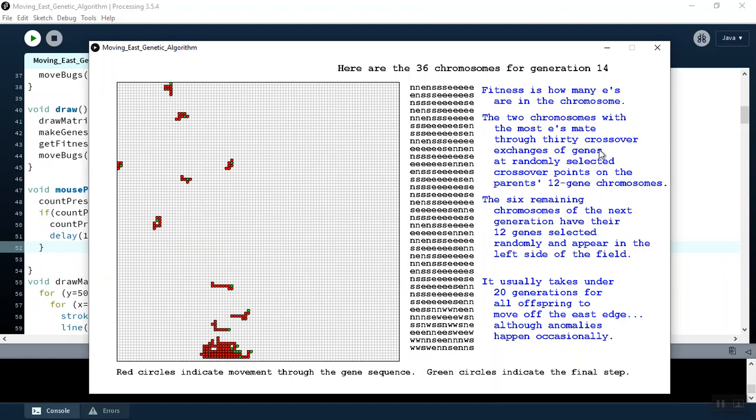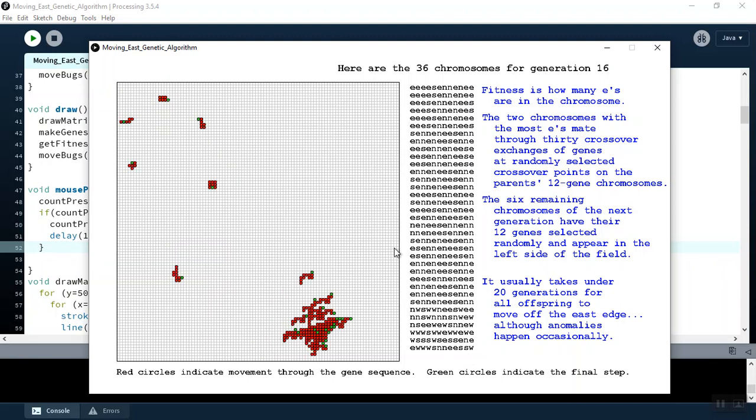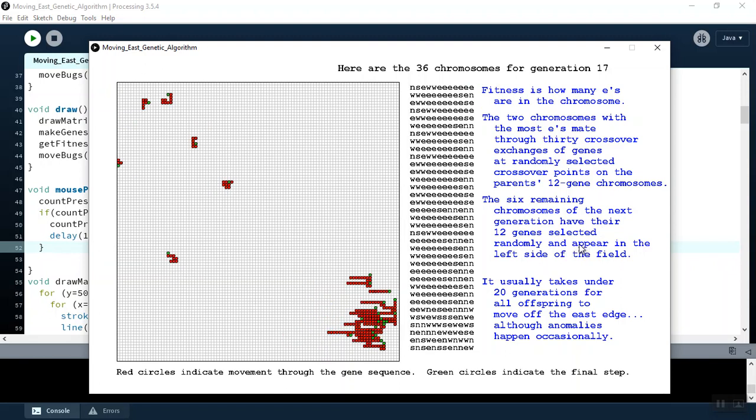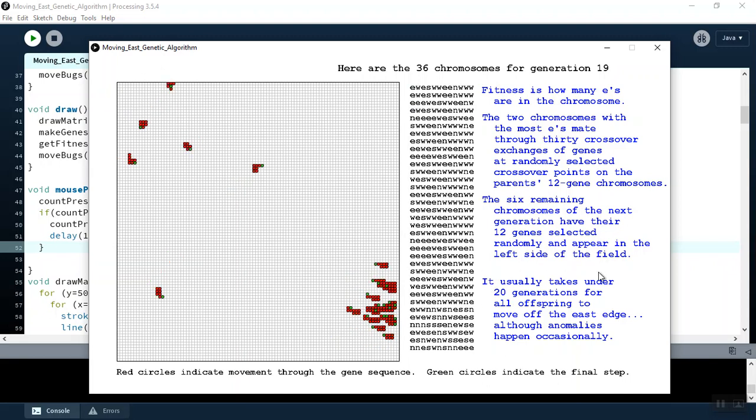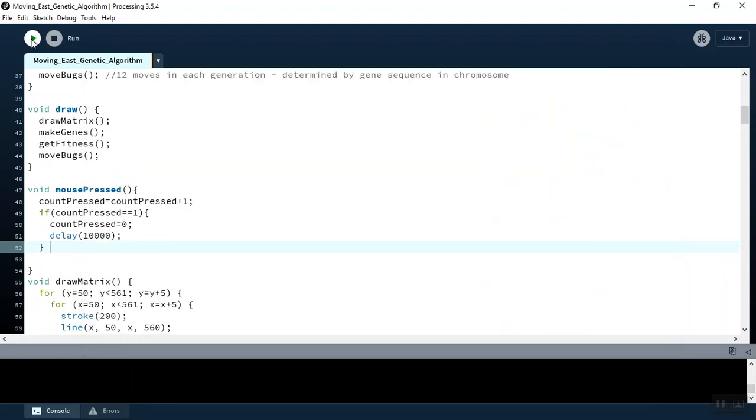I did not know quite how many crossovers to make, so I did 30 crossovers, and each of those crossovers produced another chromosome. So out of the 36 total, 30 are produced through crossovers, and the remaining 6 chromosomes of the next generation have their 12 genes selected randomly. That's really a high mutation rate, which is probably one reason why it works so well, because of the randomization. I don't know. Anyway, it usually takes under 20 generations for all of the offspring to make it to the east side, in other words, to get more and more E's in their chromosomes, which you can see here, all these E's mounting up. So I'm going to start it over, shut up, and let you watch it work.